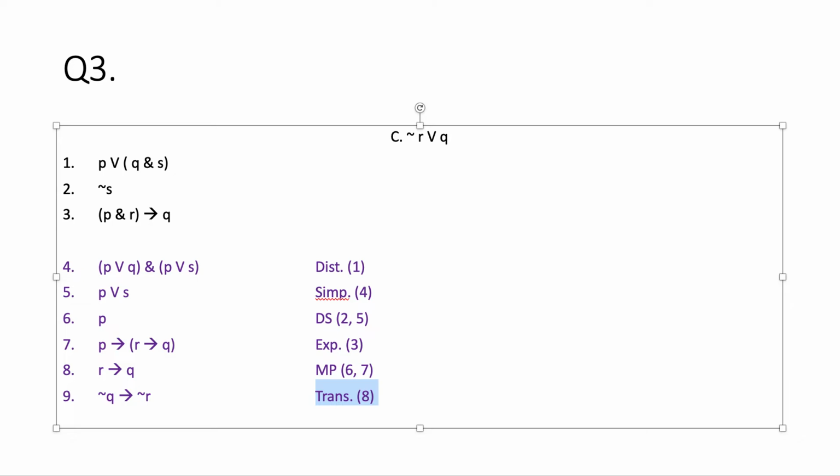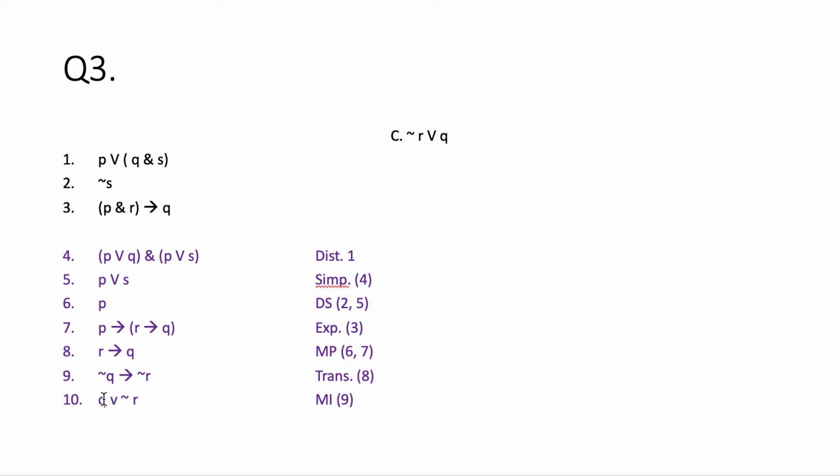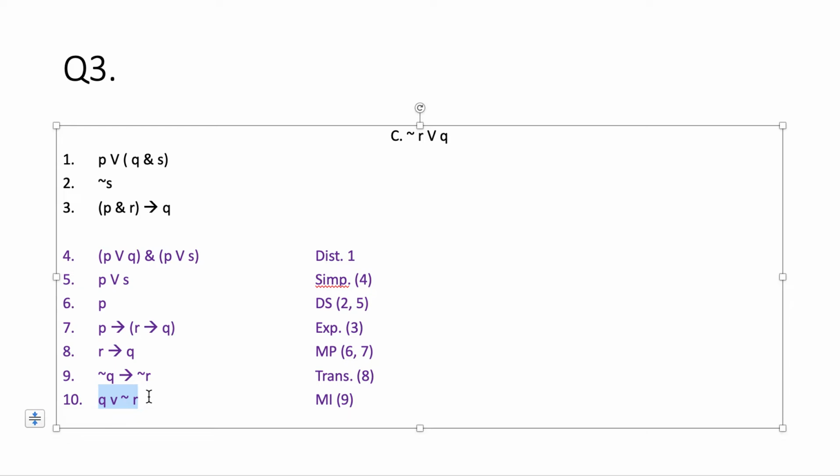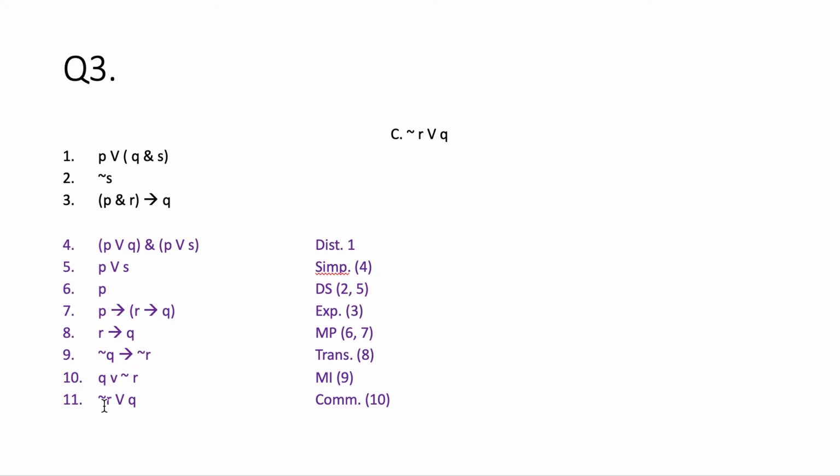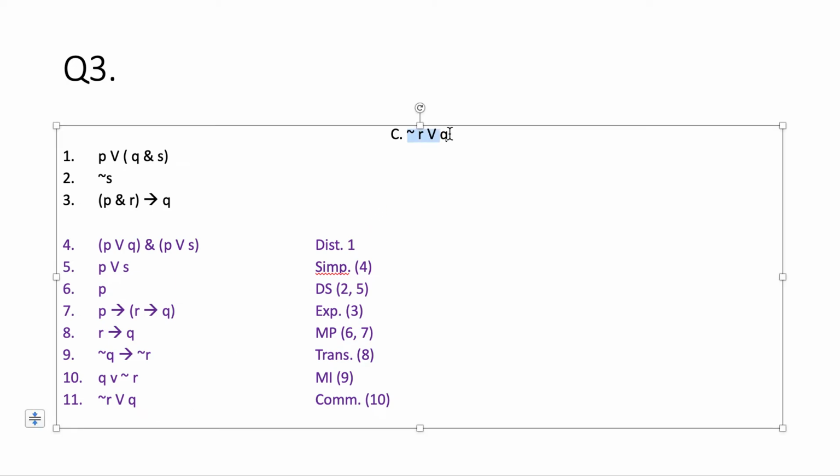Then what am I going to do? Now I'm going to use the rule of material implication, because I know that this conditional is in fact equivalent to this disjunction. And now I see that I'm really, really close to my conclusion. What I'm going to do is just use the rule of commutativity on line 10 to change the order of the two disjuncts to give me not R or Q, which is my conclusion.